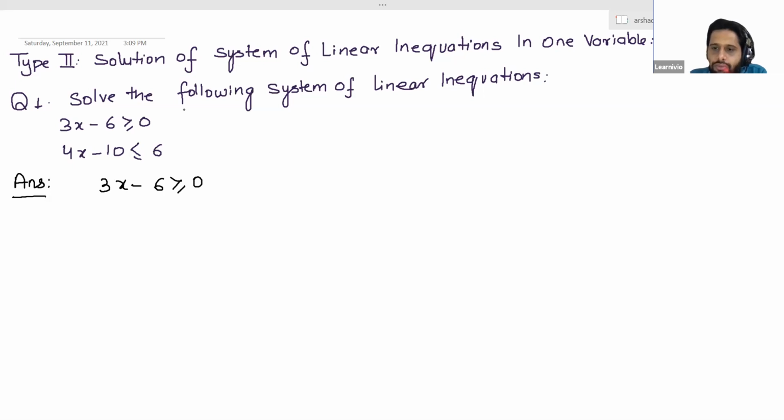Ikhra, Iram, and Joan, please find your answer and draw the number line. Then I will help you in selecting the common solution for both. Rishan has already completed this. So Ikhra, Iram, and Joan, please confirm your answer. Finished, sir. Very good. Yes, sir. Good.